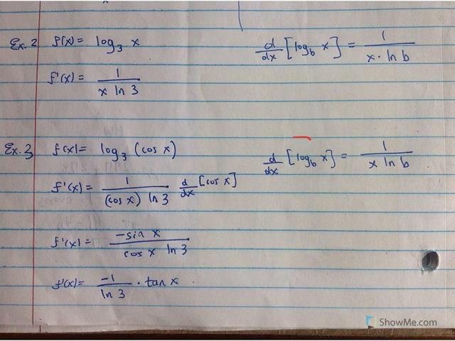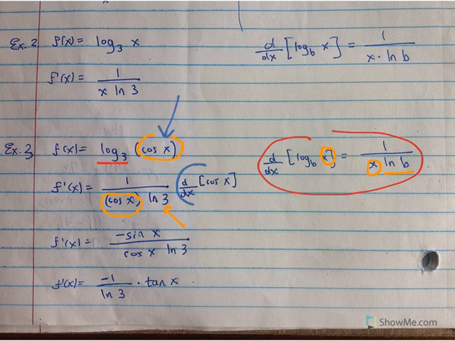So here's how we do it. We're going to apply this differentiation rule to take the derivative of the outside function. And the differentiation rule says 1 over the argument times the natural log of the base. The argument here is cosine of x, so we have 1 over the argument, cosine of x, times the natural log of the base 3. And now we're going to follow through with the chain rule and multiply by the derivative with respect to x of the inside function cosine of x. So what is the derivative with respect to x of cosine of x? It is negative sine of x.